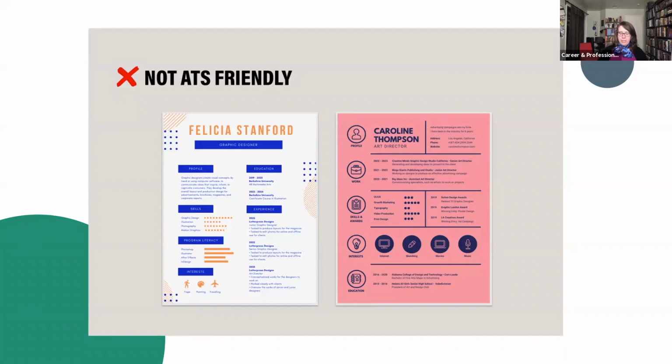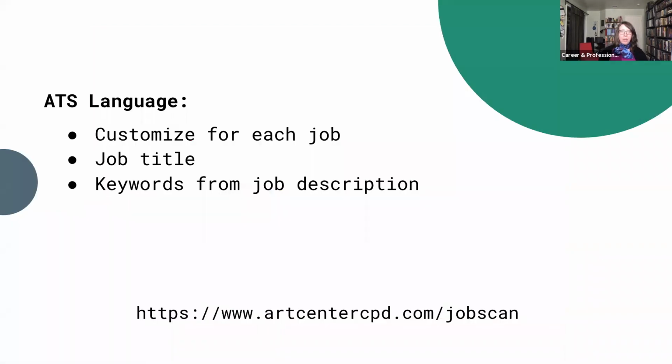So, examples of a not ATS friendly resume. The other key thing for making your resume ATS friendly is the language that you use. You are going to have to customize your resume for each individual job. This is something that you should be doing anyway, but it's absolutely crucial if your resume is going through ATS software. Because keywords are so important, and because the ATS system is matching the keywords in your resume to the keywords in the job description, that's why you've got to get those keywords into your resume.